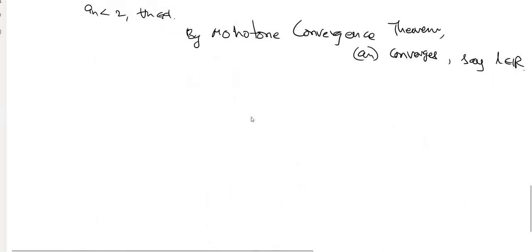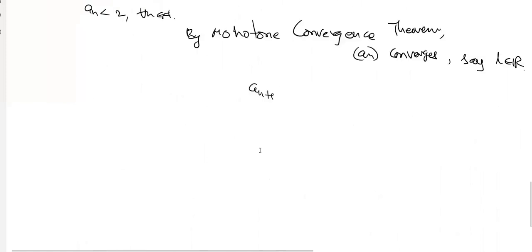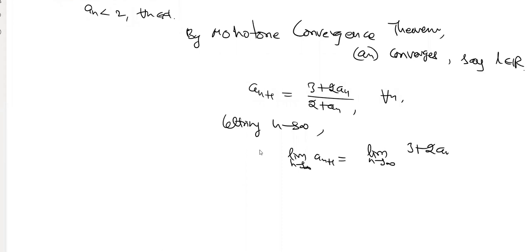what you do is that An plus 1 is equal to what? An plus 1 is equal to (3 plus 2An) divided by (2 plus An) for every n. So therefore, again, letting n tend to infinity, what you get? This limit as n tends to infinity, An plus 1 is equal to limit as n tends to infinity, (3 plus 2An) divided by (2 plus An).